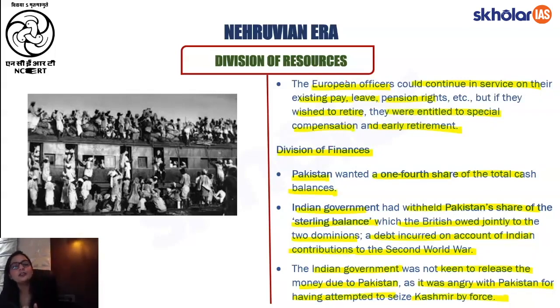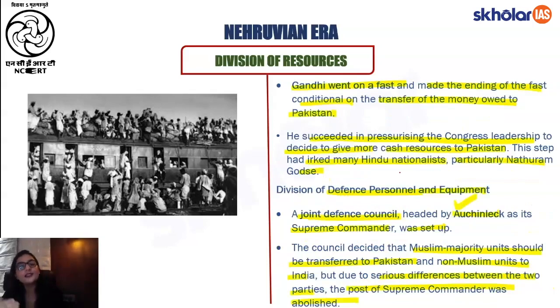Apart from this, students, another division was based on finances, wherein Pakistan wanted a 1/4 share of the total cash balance. However, India withheld Pakistan's share of the sterling balance, which was owed jointly by Britain to both of the dominions as a part of the debt that Britain had incurred on India's contribution to the Second World War. Now, the reason for withholding this particular debt was that Pakistan was forcefully trying to seize Kashmir. As a result of this, Gandhi went on a fast unto death and was successful in pressurizing the Congress leadership to give more cash to Pakistan. And this in turn irked many Hindu nationalists and also became one of the many reasons why he was assassinated later.